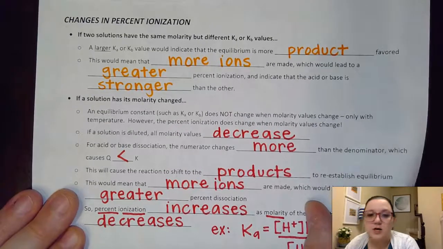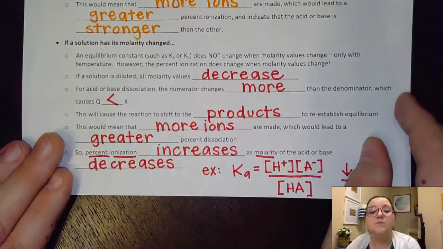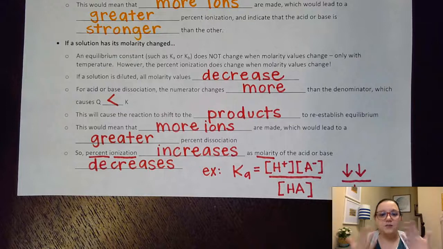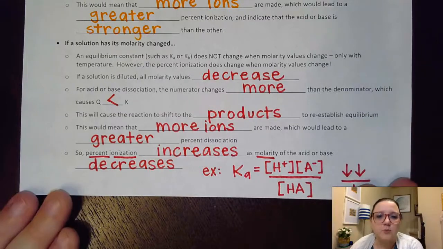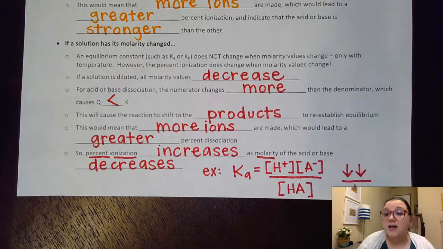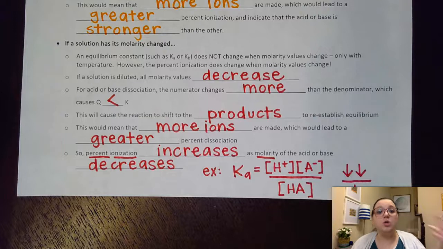But the other situation I want to talk about is if a solution has its molarity changed. So let's say that I have an acid that has a particular molarity and a particular Ka value, but I end up diluting everything, maybe adding water, or maybe I remove water and make it more concentrated. Because I haven't changed temperature, that equilibrium constant, that Ka or Kb value, should be exactly the same. But when I add or remove that water, when I change that molarity, I'm changing it from being that K value. So now I've changed to some new Q value.